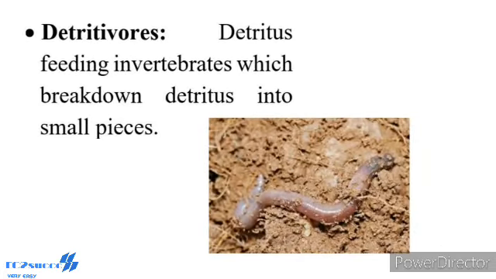Next one, detritivores, detritus-feeding invertebrates which break down detritus into small particles. Detritivores, example earthworm, break down detritus into small particles. This process is called fragmentation. By the process of leaching, water soluble inorganic nutrients go down into the soil horizon and get precipitated as unavailable salt. Bacterial and fungal enzymes degrade detritus into simpler inorganic substances. This process is called catabolism.